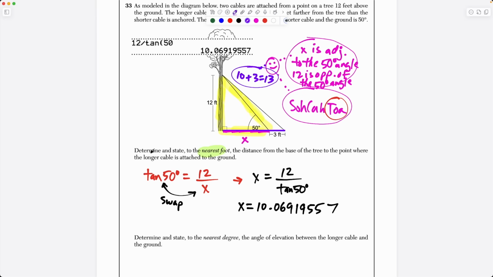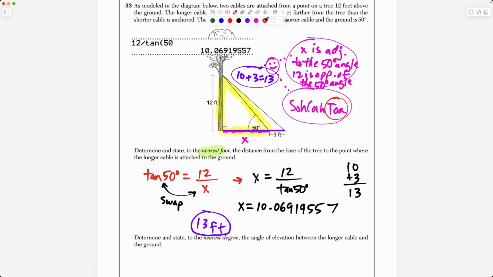So we're just, once again, determine and state the distance from the base of the tree to the point where the longer cable is attached. I'm just going to say our final answer now is just 13 feet. Okay, so 13 feet. If you wanted to show that little work on the side, I could just say over here that 10 plus 3 is equal to 13, and then that's where our answer is coming from. So now for the last part, we have to determine and state to the nearest degree the angle of elevation between the longer cable and the ground.